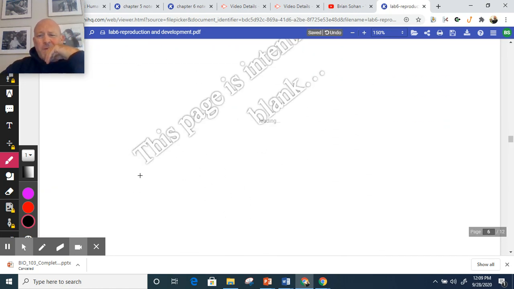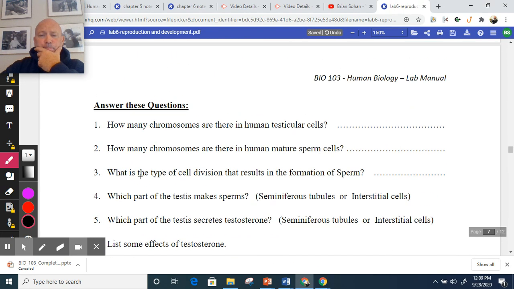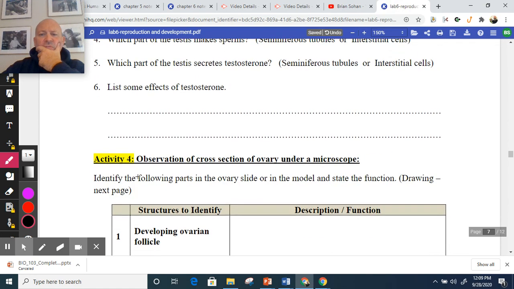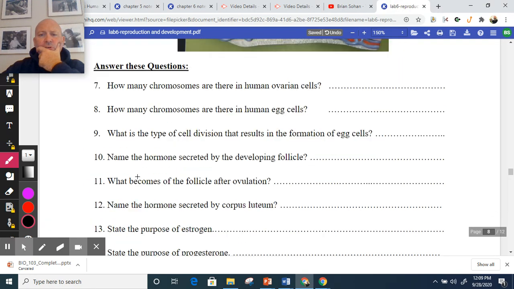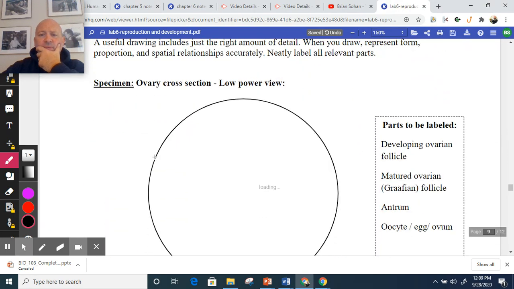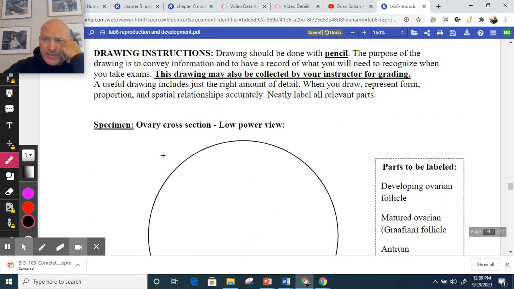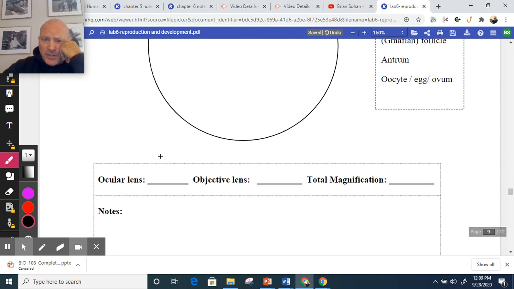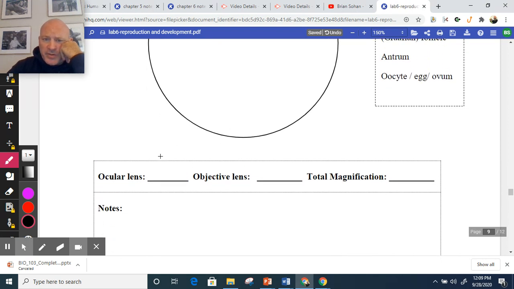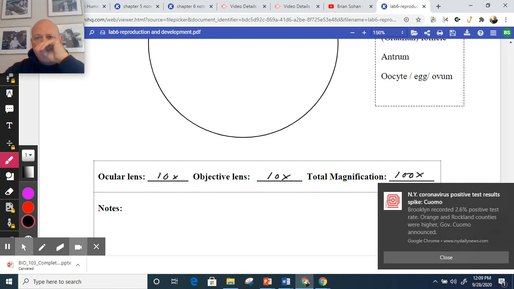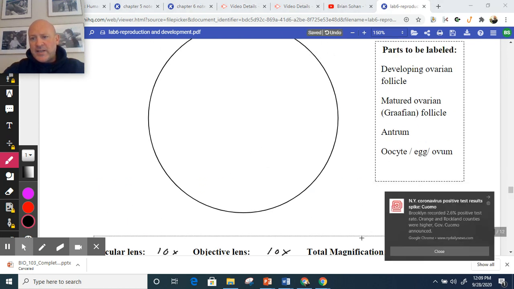All right. When we look at the female microscopic observation, this one might actually be on low power because we could see everything pretty good from low power. So under low power, the ocular lens doesn't change, right? It's still 10x, but the objective is 10x. So the total magnification is going to be 100x.